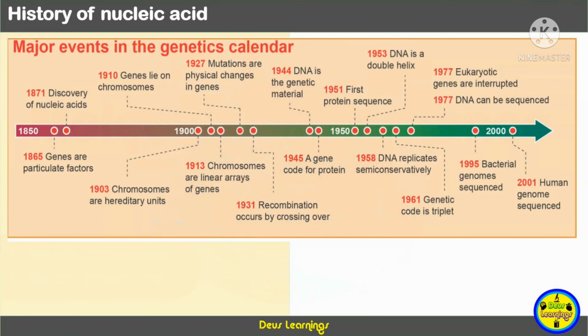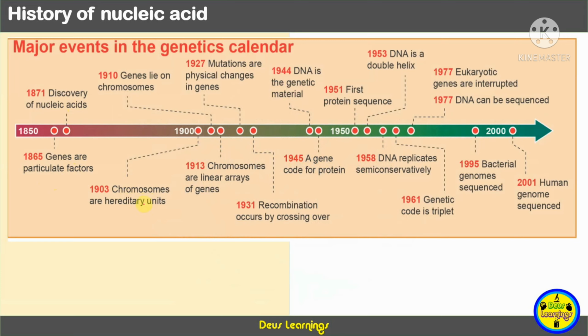So the first one is the major events that took place in the genetic calendar, and we can see that it begins with 1865, when people came across and said that genes are particulate factors. Then in 1871 there was the discovery of nucleic acids. Time passed and we reach 1903, when people said that chromosomes are hereditary units.